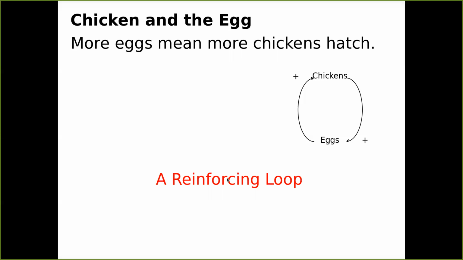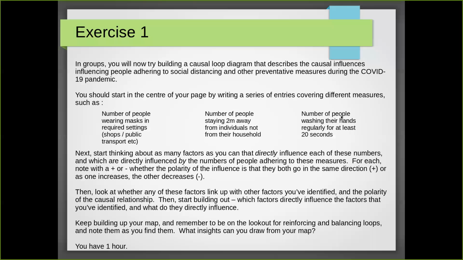So this is an example of a reinforcing loop, where we've got chickens laying eggs, and the more chickens we've got, the more eggs they'll lay, which will hatch into more chickens, which will mean more eggs, more chickens, etcetera, until we are overrun by chickens. That's a reinforcing loop. Okay.